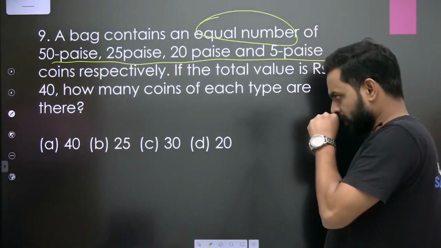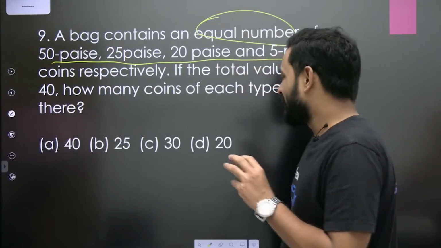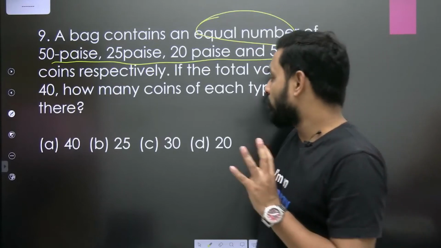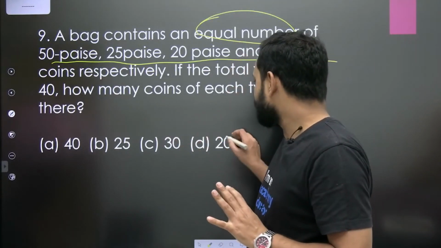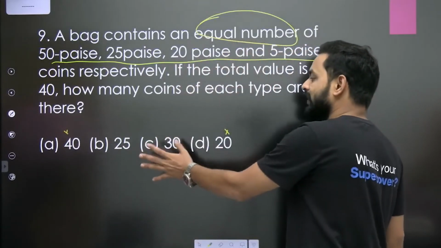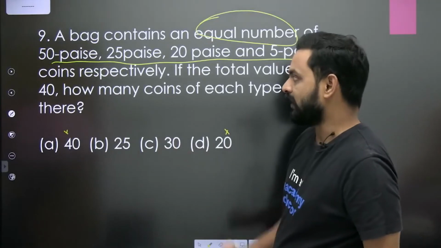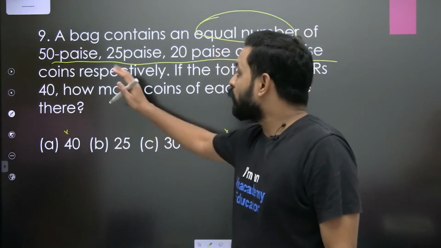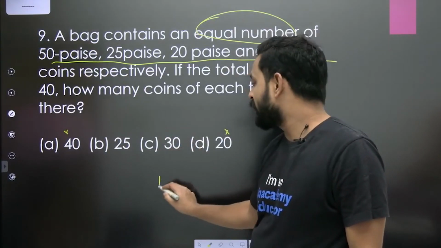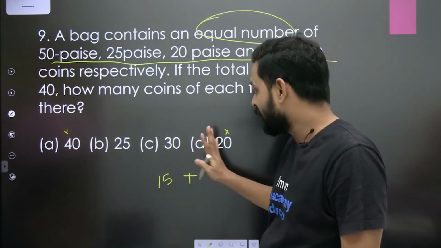See, in such kind of questions, let me tell you a trick in working backwards from the options. There are four options: 40, 25, 30 and 20. Never start with the extreme options. Never start with 20, never start with 40. Take an option which is in between. Let's say 30. Each coin 30. So 50 paise 30 coins means 15 rupees, right?